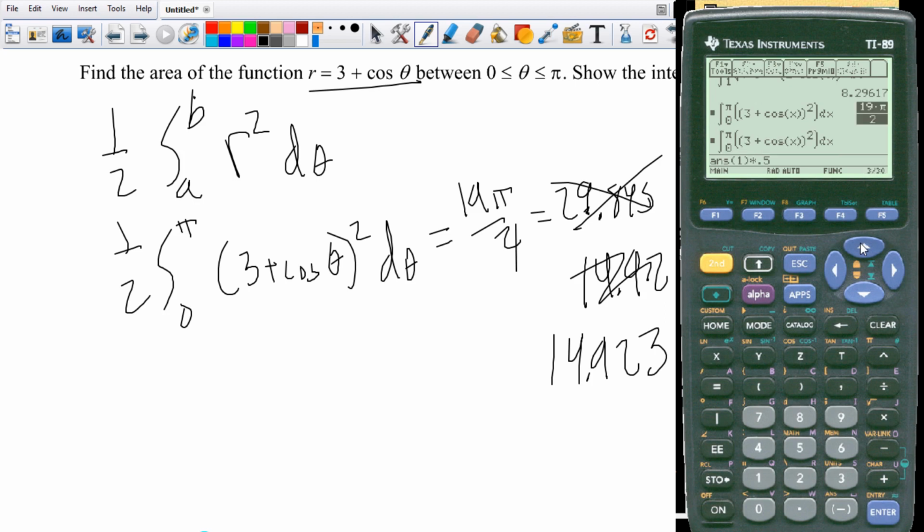Anyways, you plug that into the calculator, (3 plus cosine of x) squared. Did I do that correctly? Yeah, the parentheses match up. 19 pi over 2, if you ever calculate it this way, but you probably have a decimal calculator. So it's 29.845. You're like, hey, that's right. That's not right, because I forgot the 1/2. It's easy to forget that. So you multiply it by 1/2, that becomes 19 pi over 4 instead, and half of 29.845 is about 14.923. There you go. We are all done.